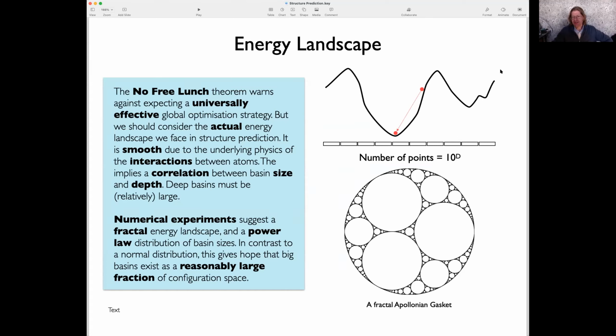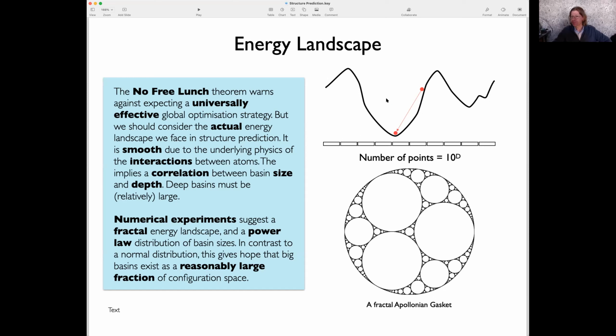What I've drawn here is a one-dimensional, hand-drawn smooth landscape. And what you can see almost straight away is that there's a correlation between the size of the basin, the width of the basin, and its depth. Because it's a smooth landscape, the gradients are bounded, so you can't have very steep parts of the landscape. And if your gradients are bounded, then in order to get deep, you have to travel a large distance.